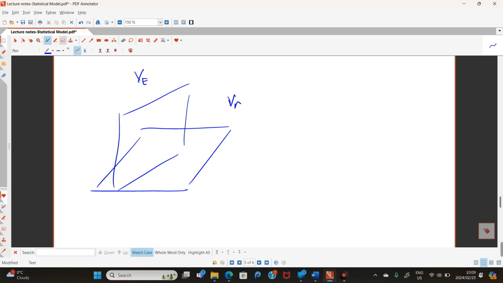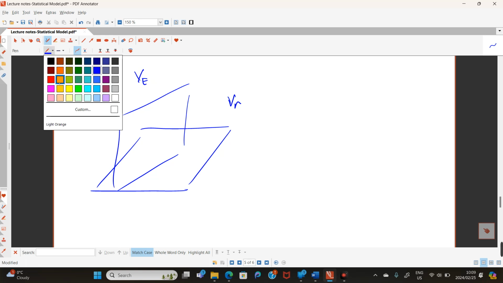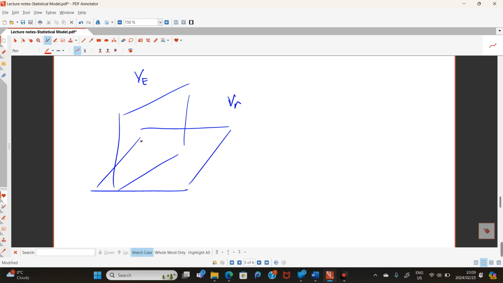And if you remember from the previous video, we had y, and then we did a projection, and the projection was x beta hat, and here it is y minus x beta hat. So for this V_E, we said that y minus x beta hat is in V_E, and x beta hat is indeed in V_R.